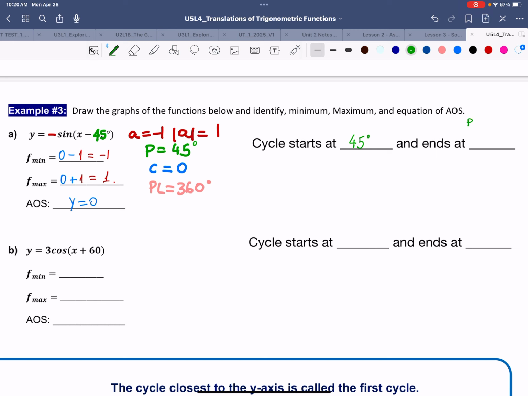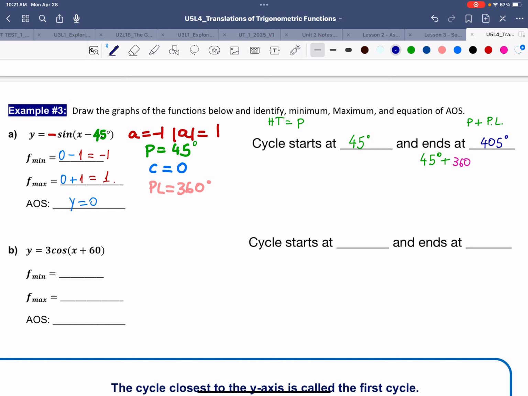So the starting point will be the horizontal translation P, and the ending point will be the horizontal translation P plus the period length. With a period length of 360 degrees, we're going to say that we are at 45 degrees plus 360, and that will take the graph all the way to 405 degrees. So the end point of the graph will be at 405.